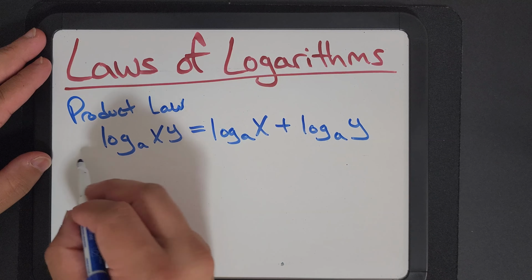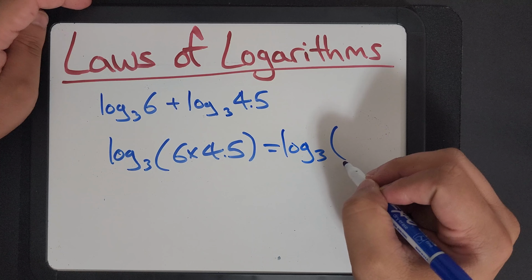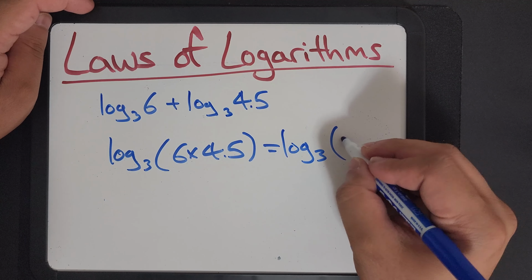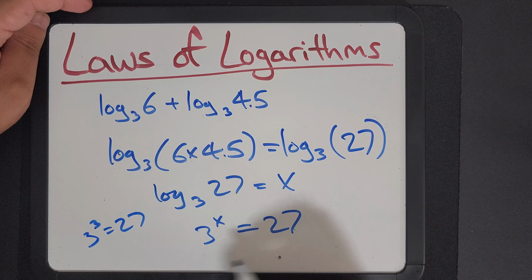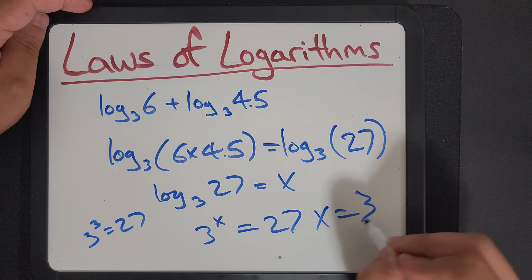So let's go ahead and do that because we have the same base. So we have log 3 of 6 times 4.5, and that is equal to log 3 of 27. And we know what the answer to that is. If log 3 of 27 is equal to x, then 3 to the power of x is equal to 27. And we know that x has to be 3, so x is equal to 3. And see how easy math just became.